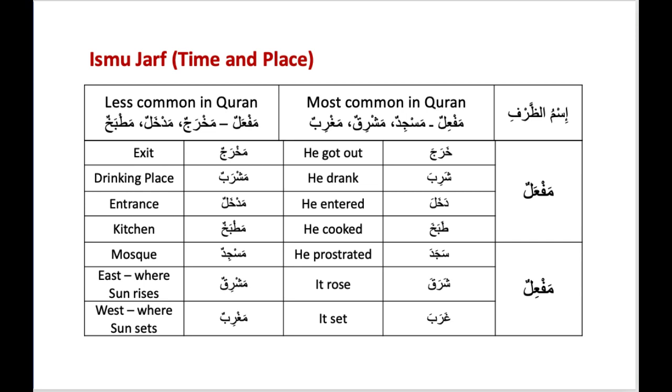Let's look at some patterns and examples of ismu zarf, time and place. Most common examples of ismu zarf in Quran. Maf'ilun pattern: masjidun, mashriqun, maghribun. Maf'alun pattern: makhrajun, madkhalun, matbakhun.